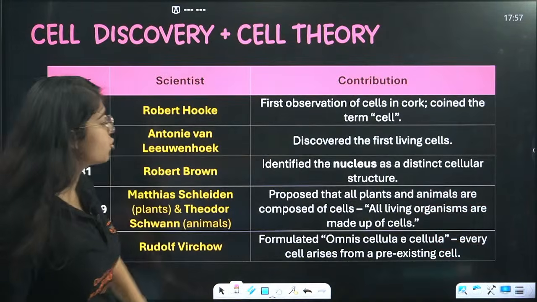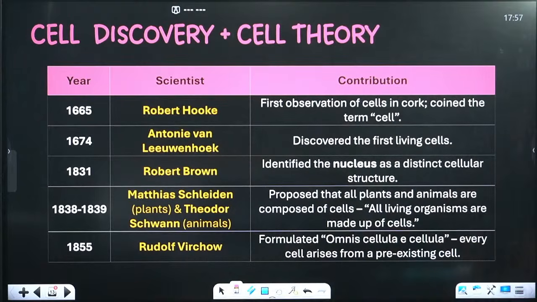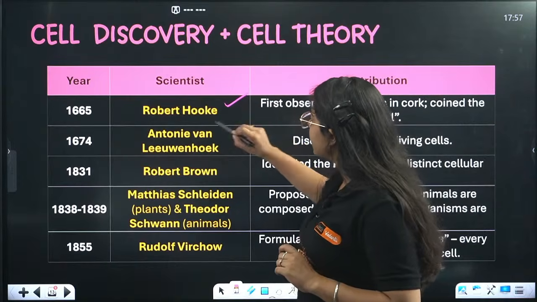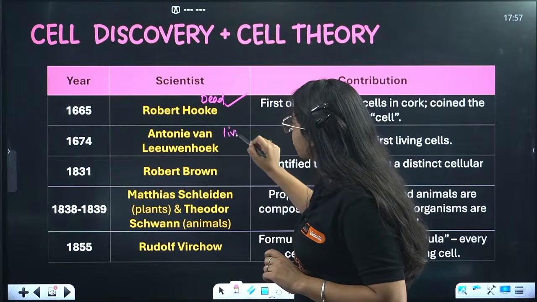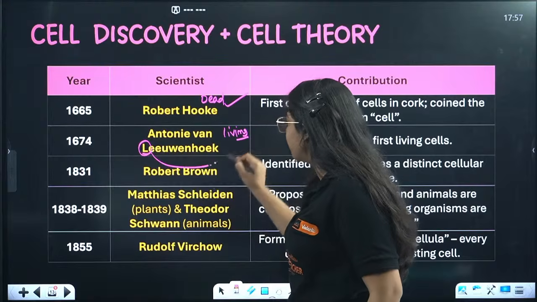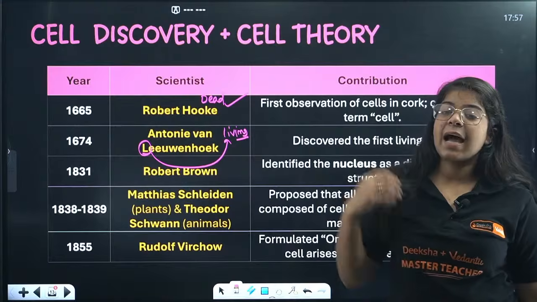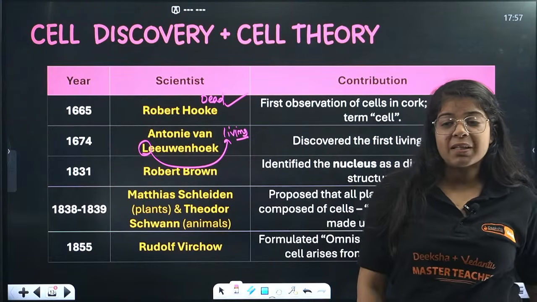Then this is the history of the cell. You can take a screenshot if you want, but this is the basic history of the cell chapter. Robert Hooke first discovered the cell, but it was dead. Then the first living cell was found by Antonio van Leeuwenhoek. From the L you will remember the living. Then Robert Brown came and he said that the nucleus actually exists. It takes a specific shape in the cell, right?